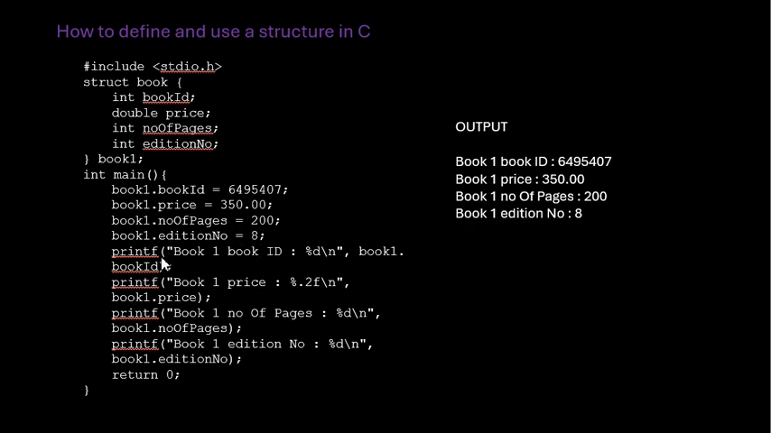Then in the printf, we can print the data above as in previous examples also. For that we can use the same structure and book1.bookid. Then printf book1 price, we have to define the specification, then book1.price. Like that we can use structures in C.